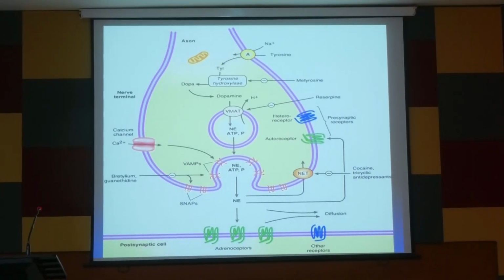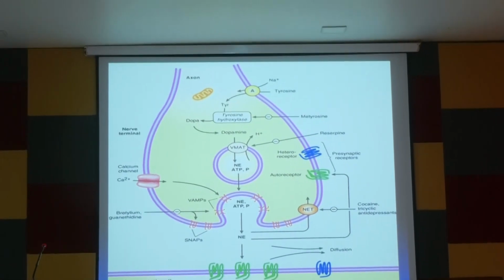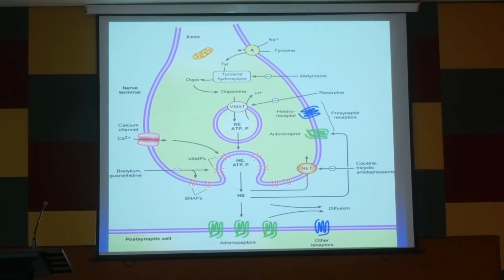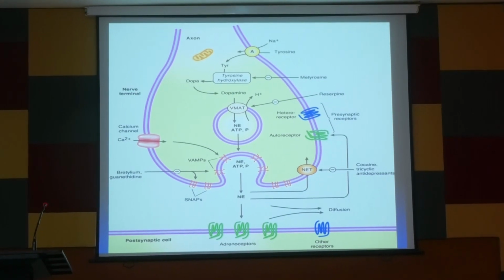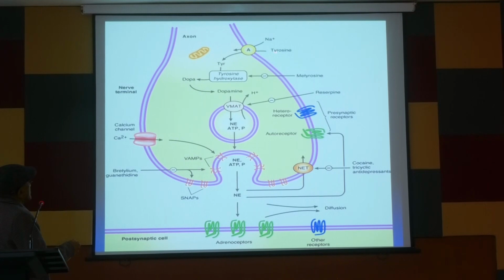How is there synthesis and release of norepinephrine? What is the mother substance? It is tyrosine. Where does it come from? Phenylalanine, which is the dietary product. By enzymatic action, it is transformed into tyrosine.